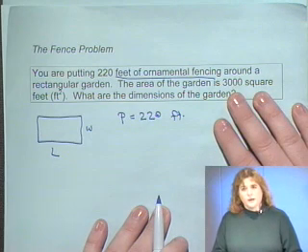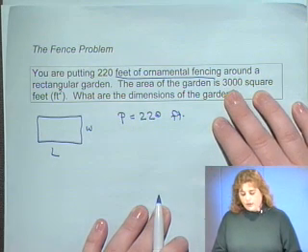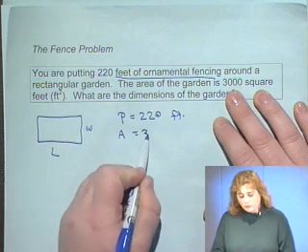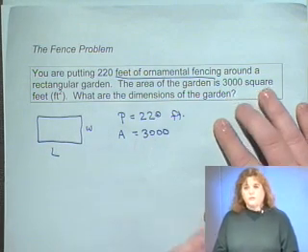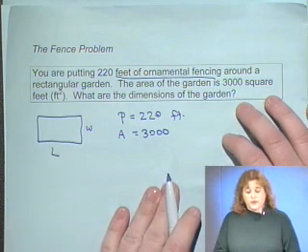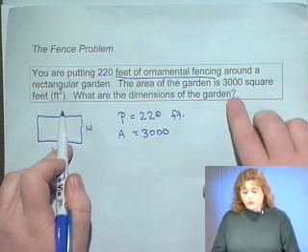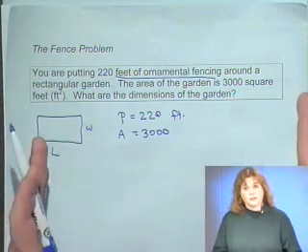We know the area. We're given the area as 3,000 square feet, so I'm going to write A equals 3,000. Notice that I am not changing the number 3,000. Square feet is just a unit of measure. It has no impact at all on this number. The area is 3,000.